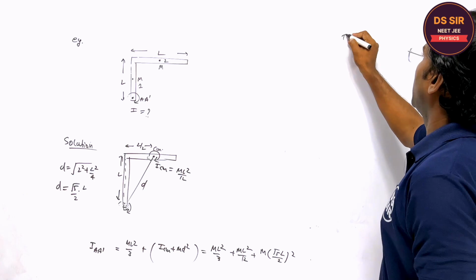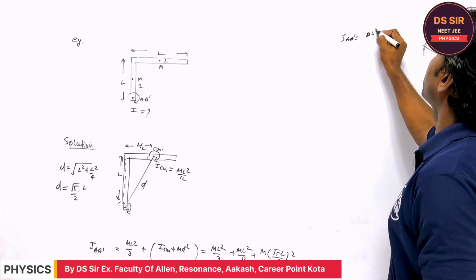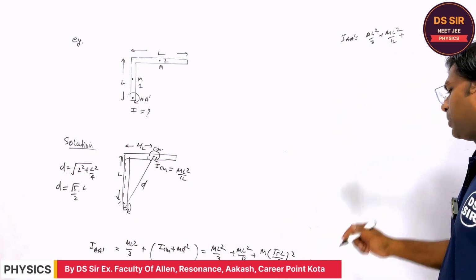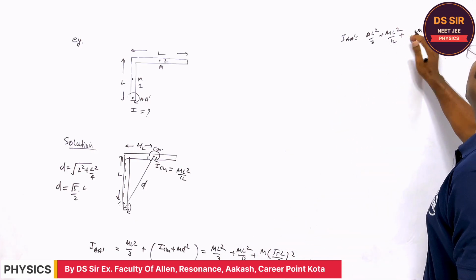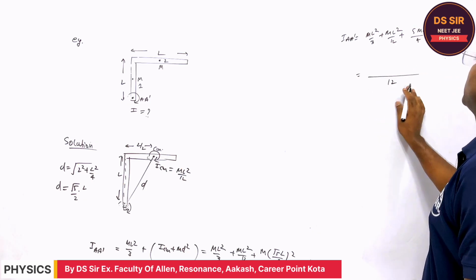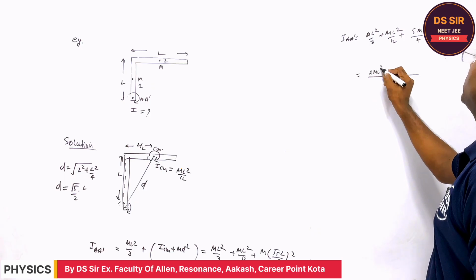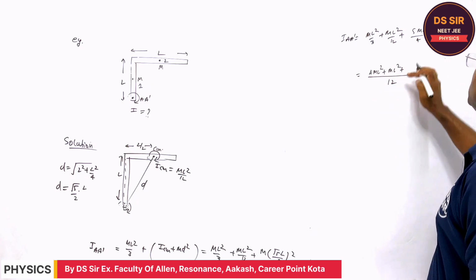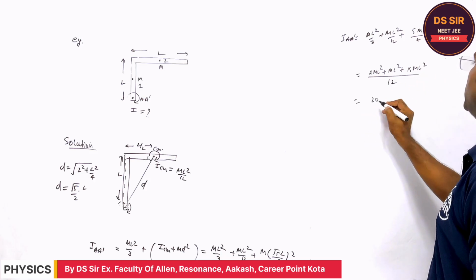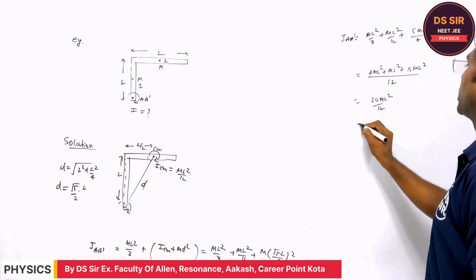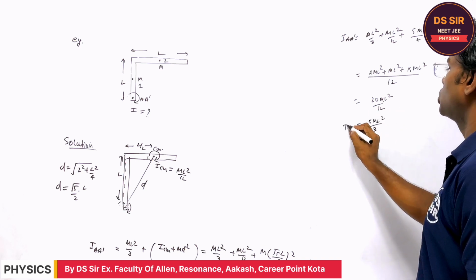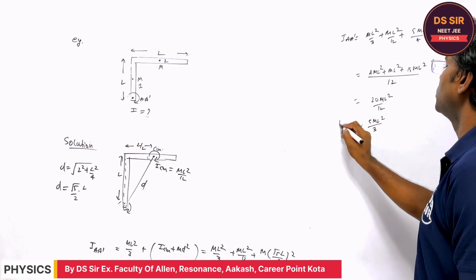What is that? IAA dash is equal to ml square by 3 plus ml square by 12, this is the ICM, plus 5 ml square by 4. Is it clear? So 12 is the LCM. This is 4 ml square, this is ml square, and this is 3 fives, 15 ml square. So how much will it be? 20 ml square by 12. So 4 fives are 20 ml square. So this is the moment of inertia. Are you getting or not?